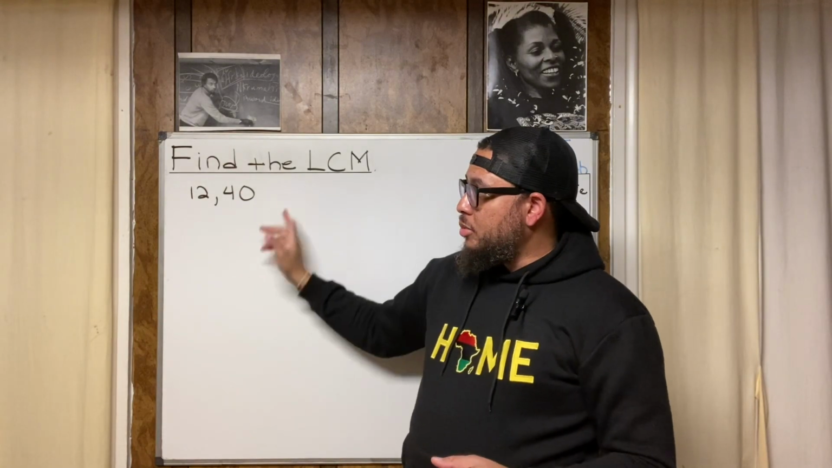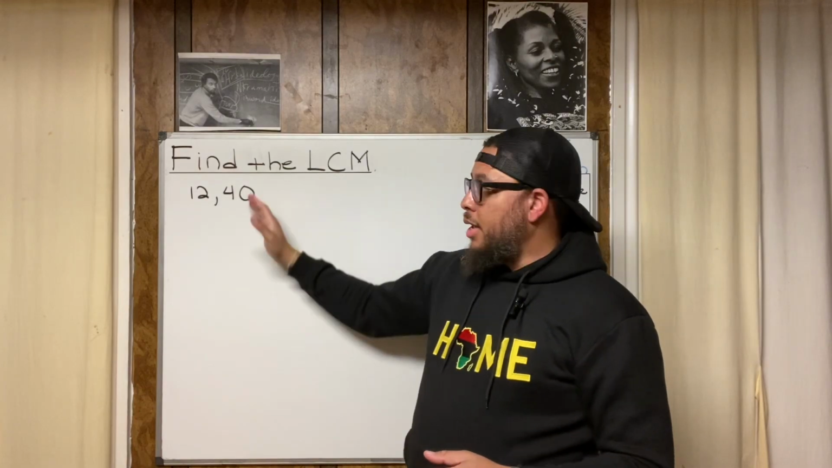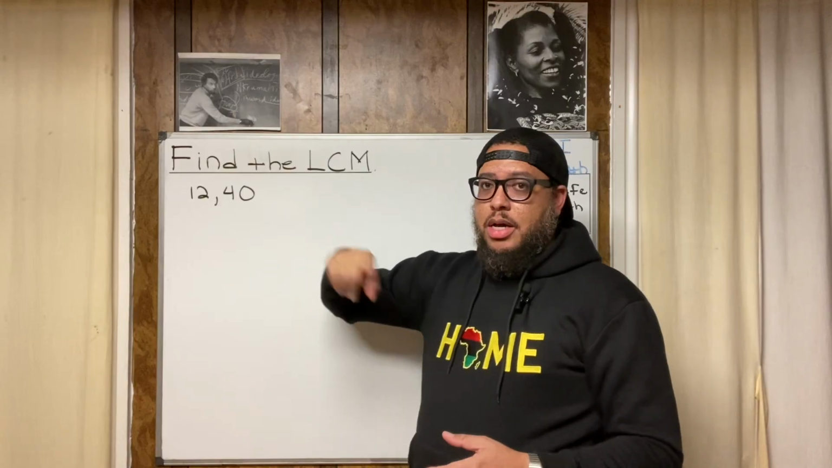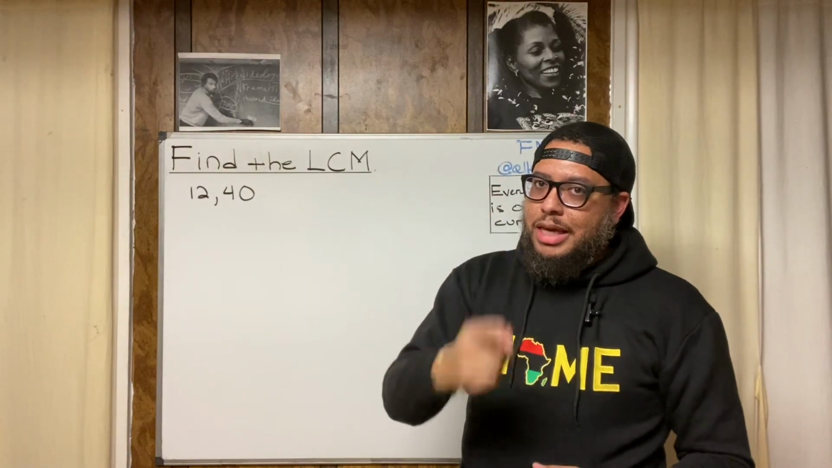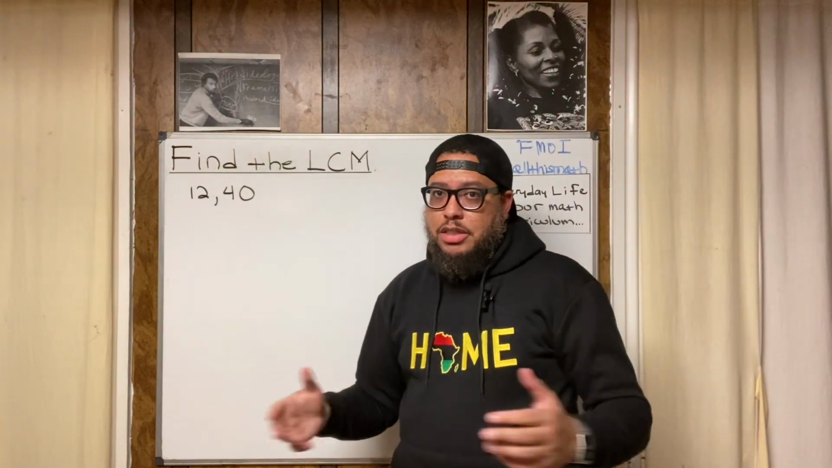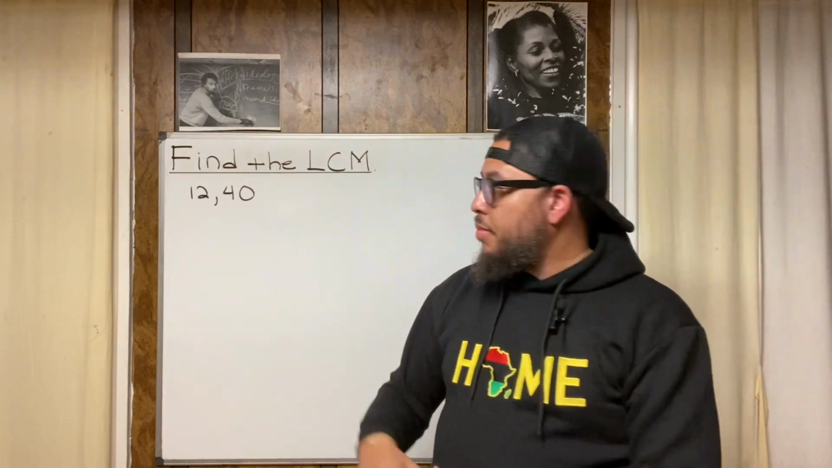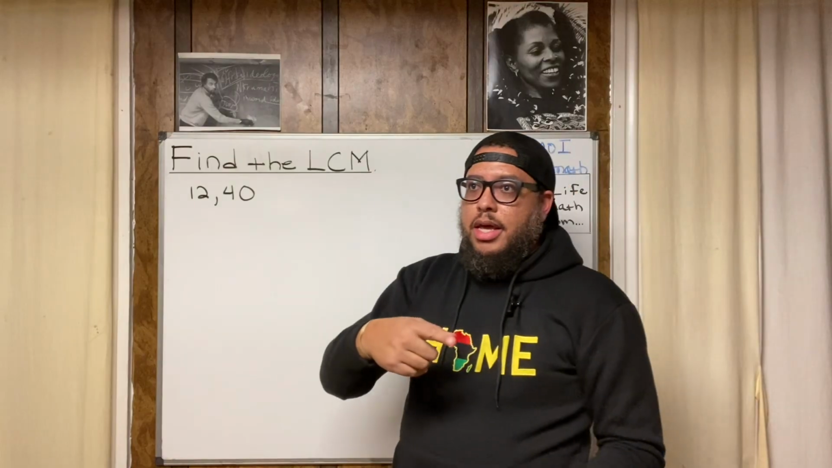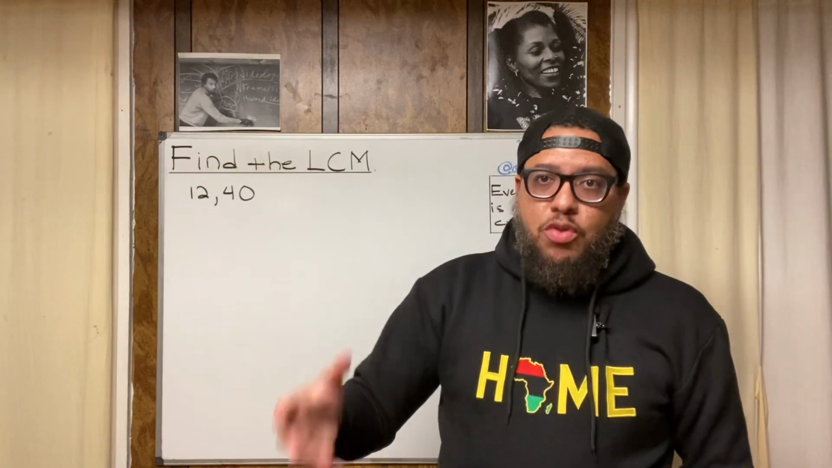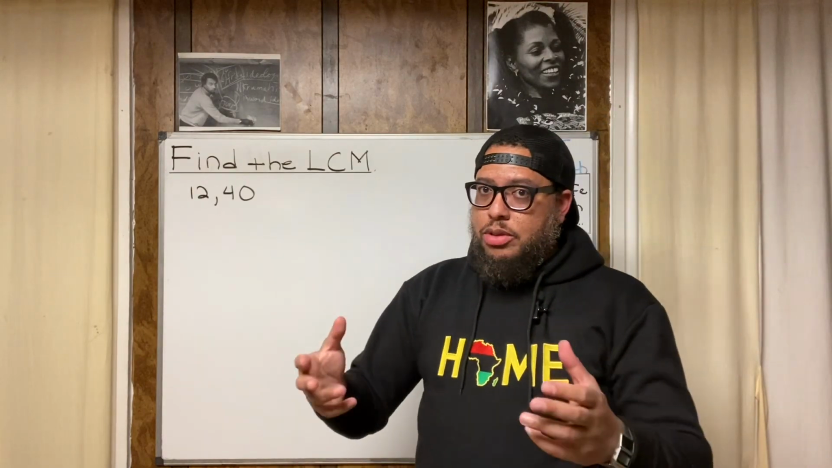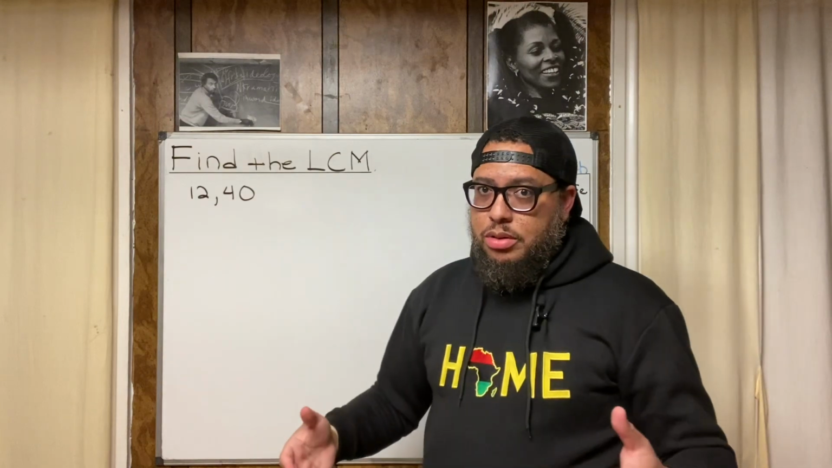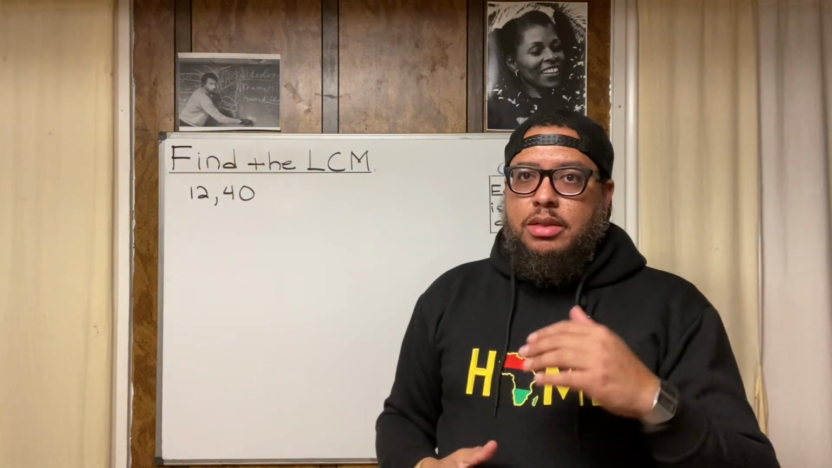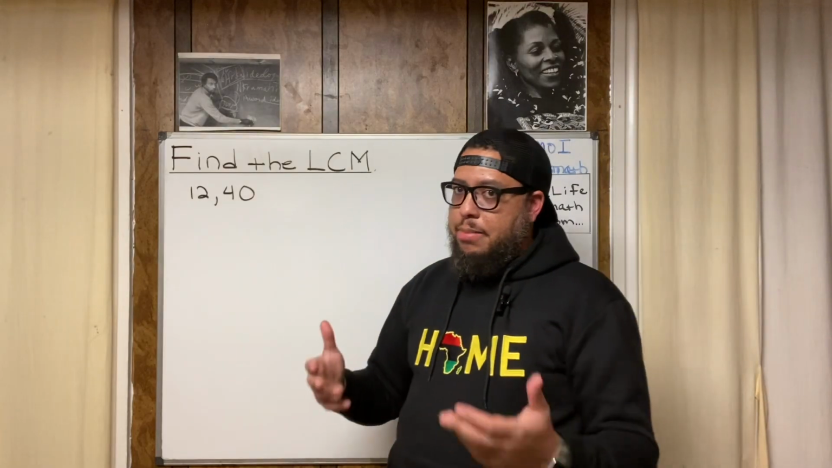Then I would do 40 times 2, and I would get 80. 80 is a multiple of 40, but 80 is not a multiple of 12. Because, and you should know your multiplication facts, because knowing your multiplication facts makes these problems a lot easier, right? I know that 12 times 6 is 72, and then 12 times 7 is 84, right? Those are whole numbers, and multiples come from whole numbers. So 80 is in between 72 and 84. So therefore 80 can't be a multiple of 12.